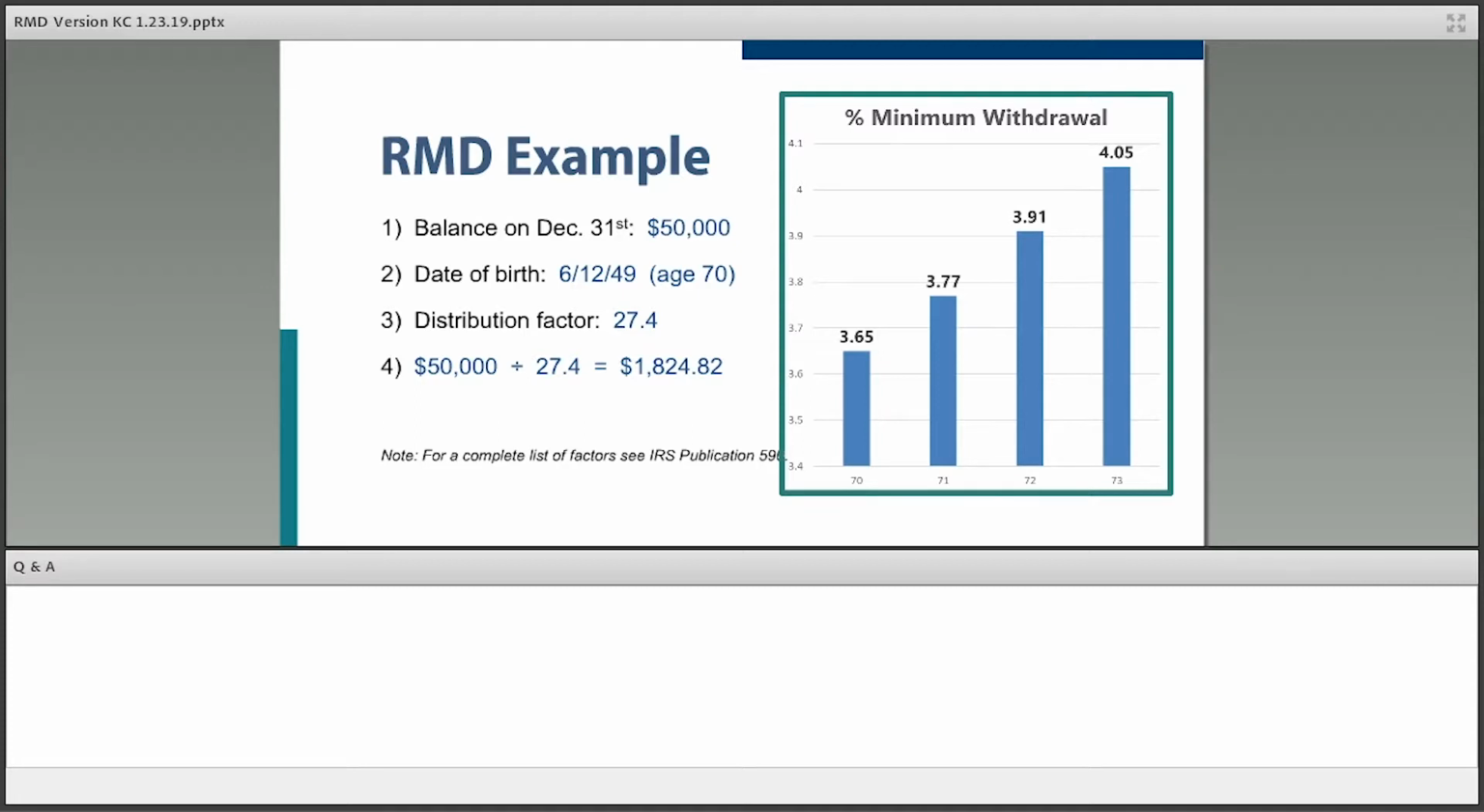So as you see in the graphic off to the right, at age 70, you're really just taking 3.65% of your total account balance. And then the next year when you're 71, you're going to take a little bit more. It's going to be about 3.77%. At age 72, it goes up a little bit more. And as you see at age 73, you're still only taking out just a little over 4% of your account balance.